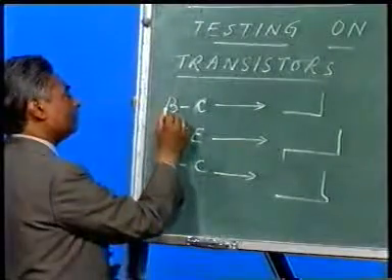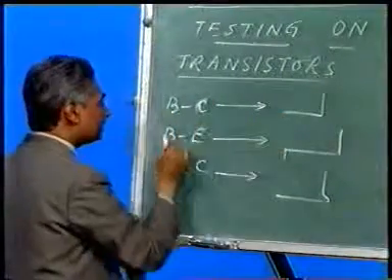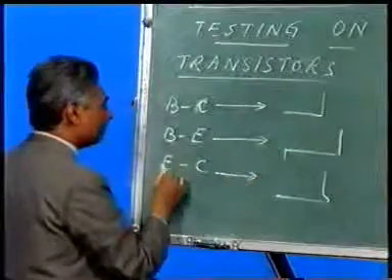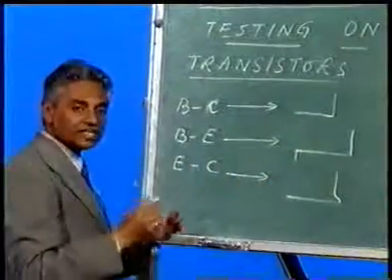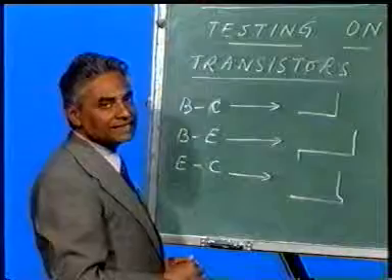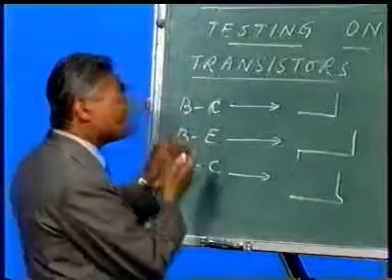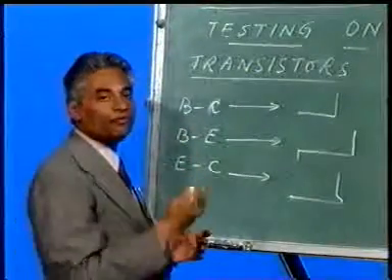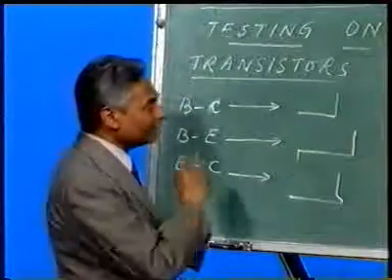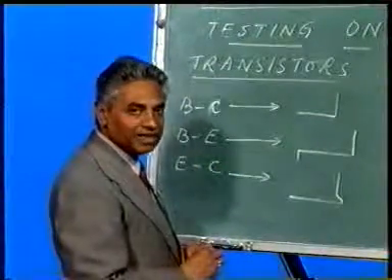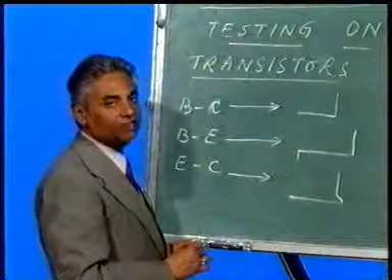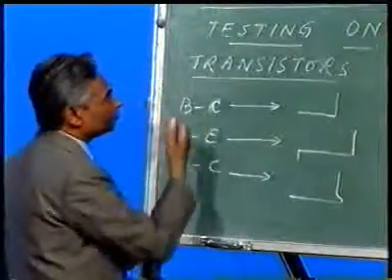If you get between base and collector a figure like this, between base and emitter this, between emitter and collector this, then rest assured that the transistor is healthy in nature. And if you get a horizontal line or a vertical line, in case of a horizontal line it will be open, in case of a vertical line the transistor will be short. So this is all about transistors.